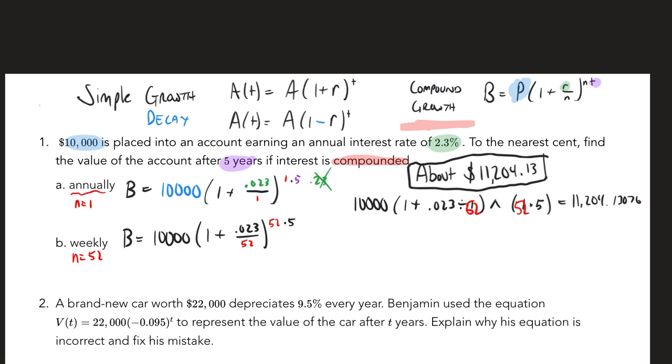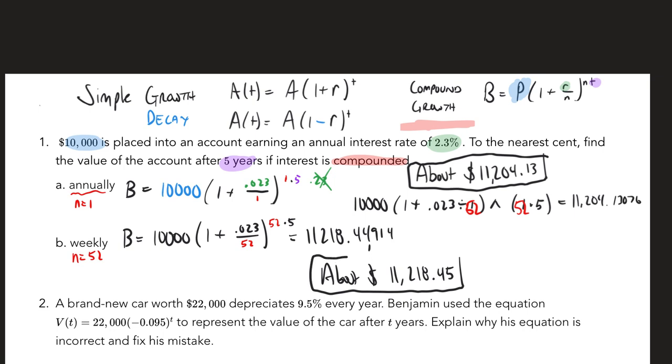And that time I got 11,218.44914. So I'm going to say about dollar sign 11,218. Since the 4 has a 9 after, it's going to get rounded up. So 45. So again, the more often you compound, the more money you should end up with, but it should not be a lot more. So notice we only end up with about $14 more. So just kind of judging those against each other. If one of them is way more than the other, it's a good clue that you typed something wrong, or you wrote it wrong. So something to think about.